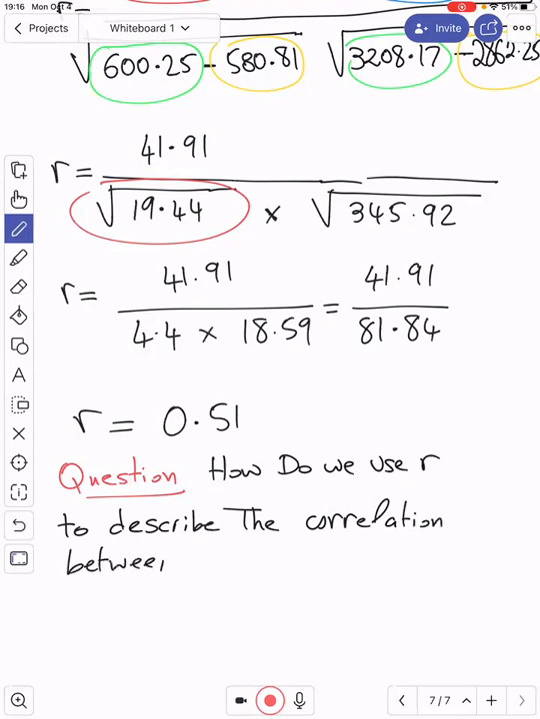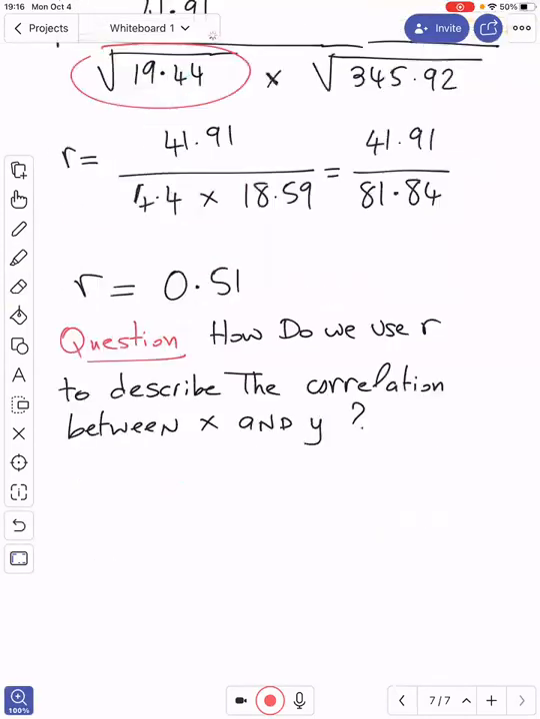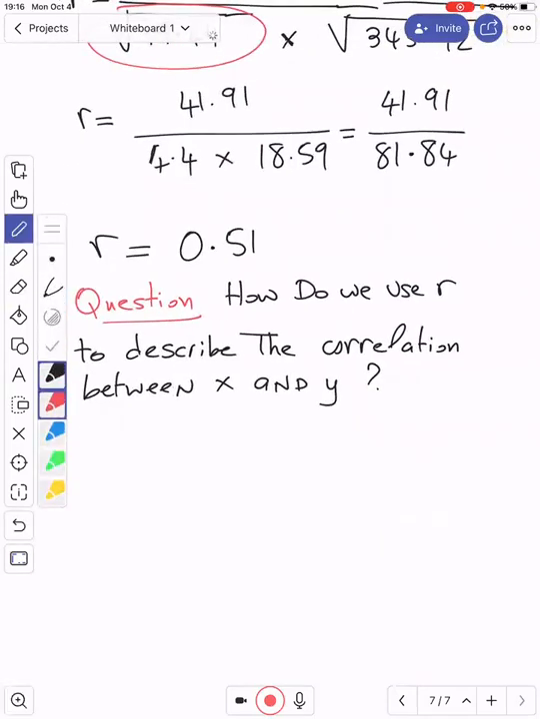Well, there are a couple of things you need to know about R, guys. So first, your R is always between -1 and +1. Okay, so things to know about R. This number R is always, so things to know about R.